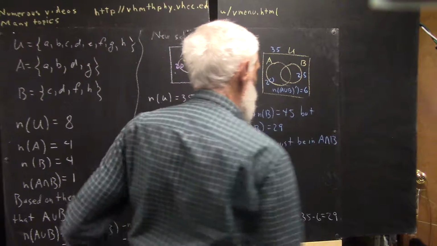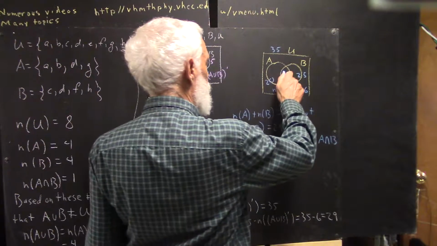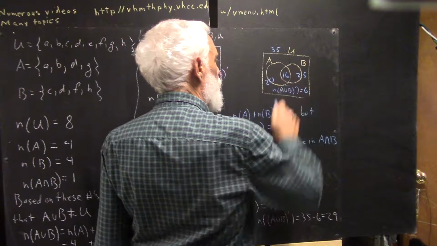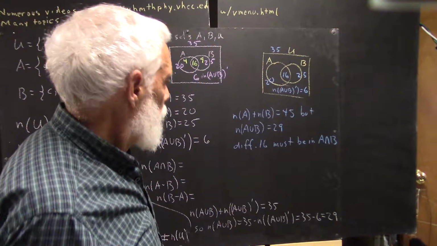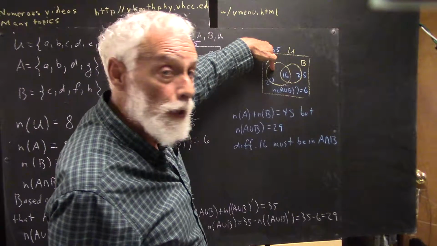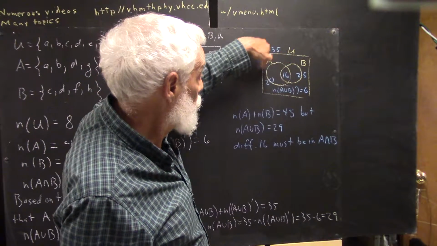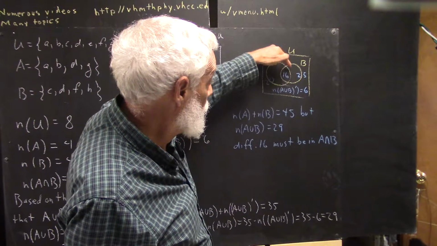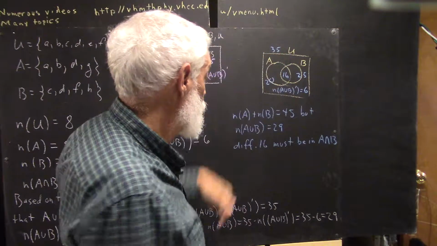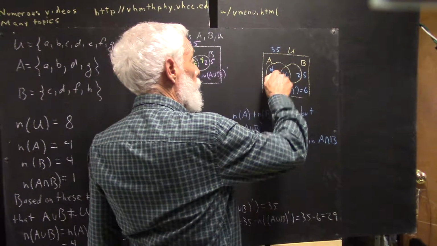And that 16 has to be in A intersection B. So we know we've got 16 here. Now, if we have 16 here, how many do we have here? Well, there are 20 in the circle. 16 of them are in this intersection. That leaves us only 4 out here.